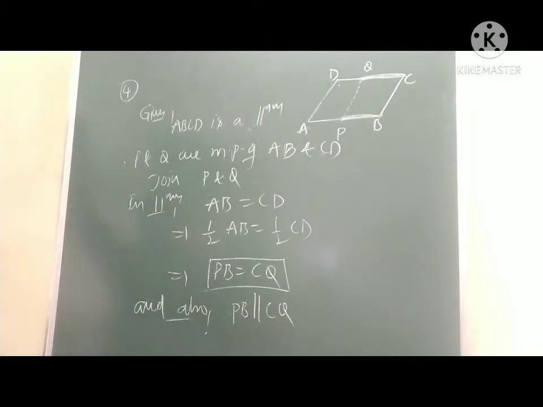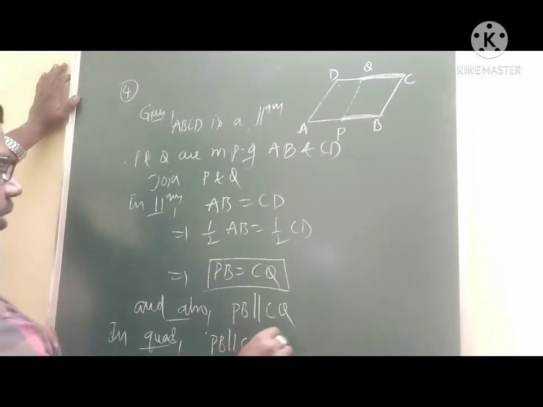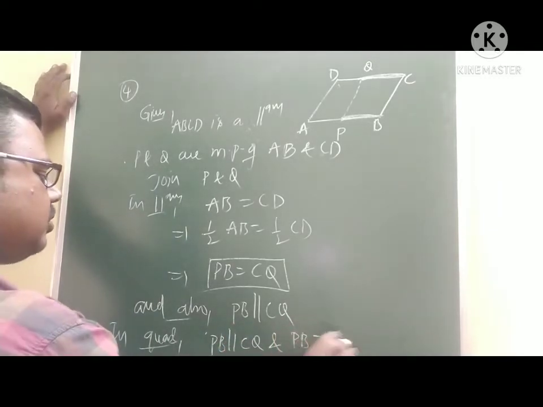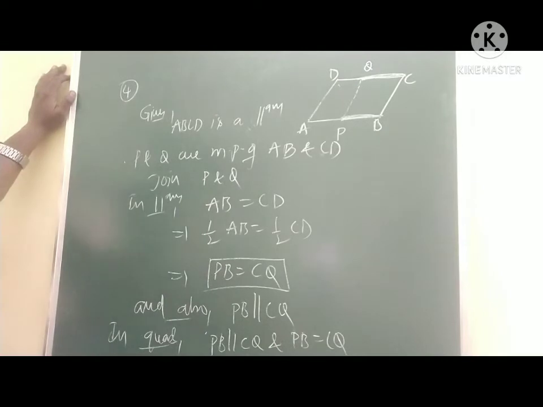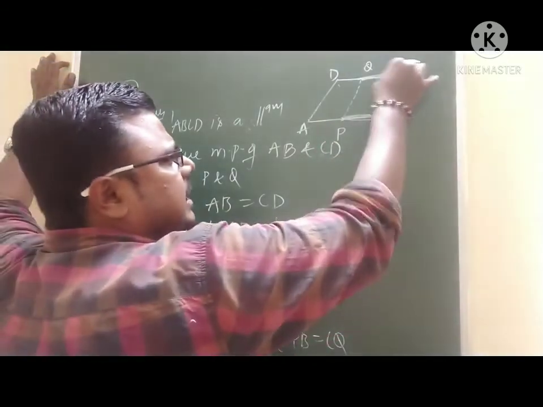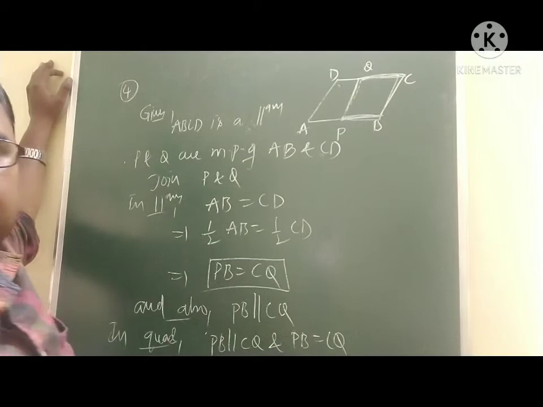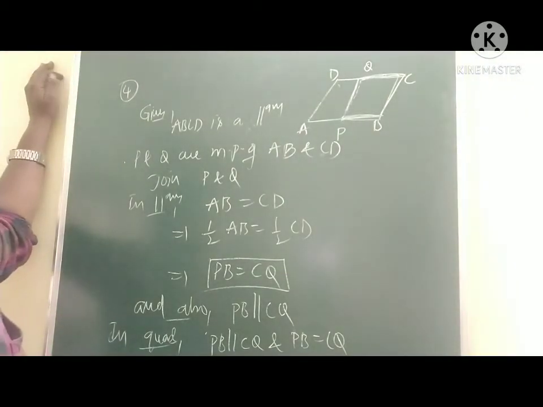So now what do you get in the quadrilateral? You can write the step here: PB is parallel to CQ and PB is equal to CQ. So one pair of opposite sides being parallel and equal is enough. By that you can say that PBCQ is a parallelogram. That's it. Okay, let's move on to the next one.